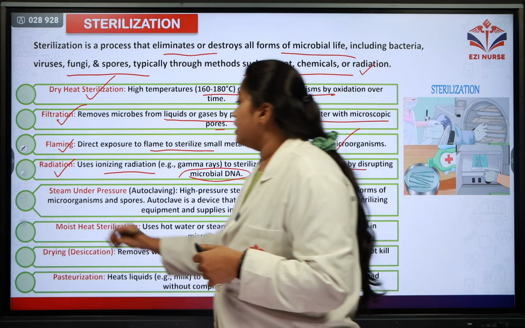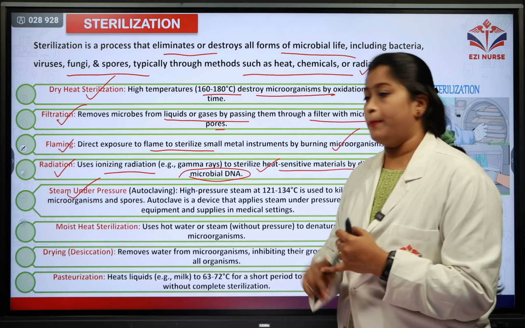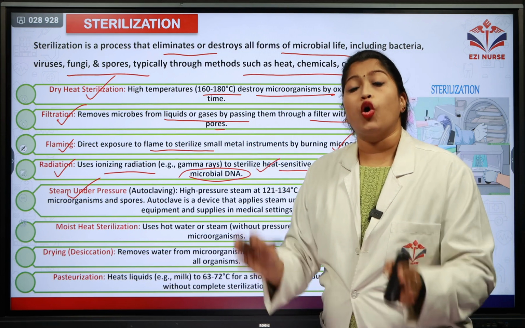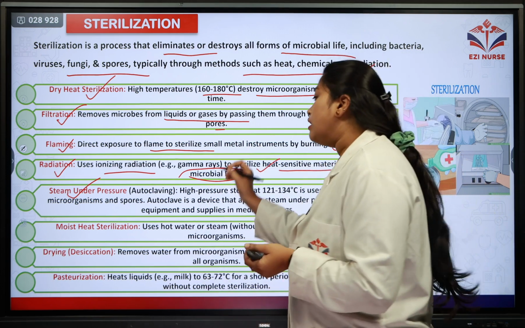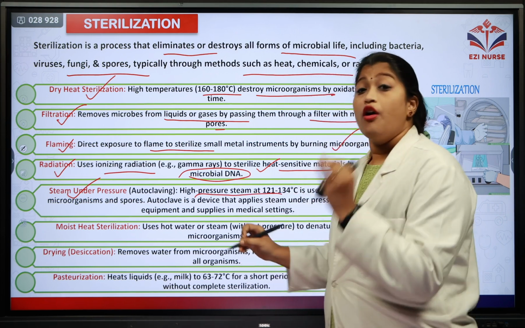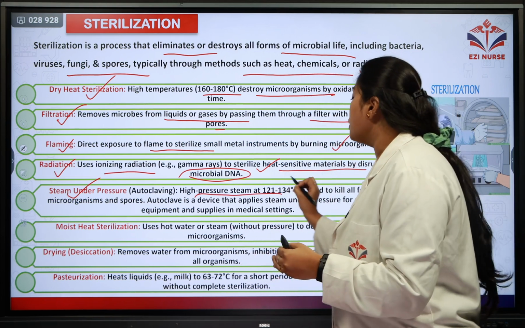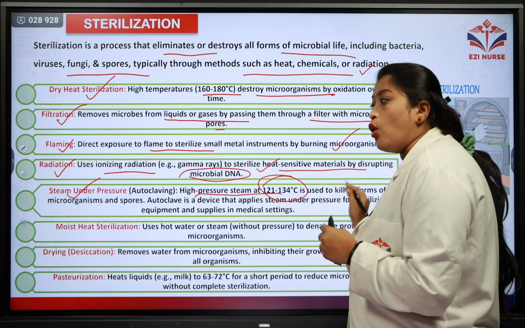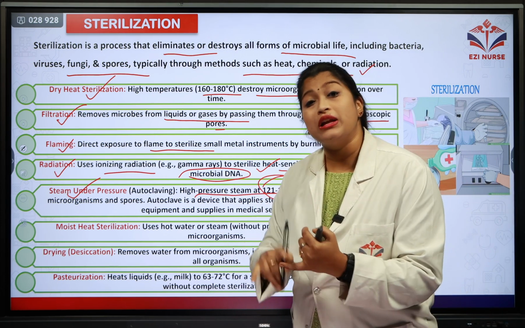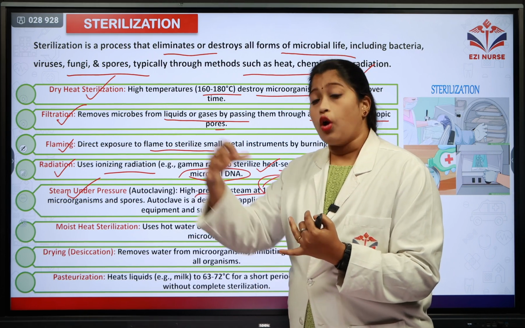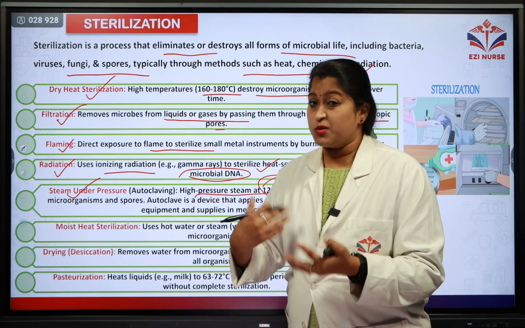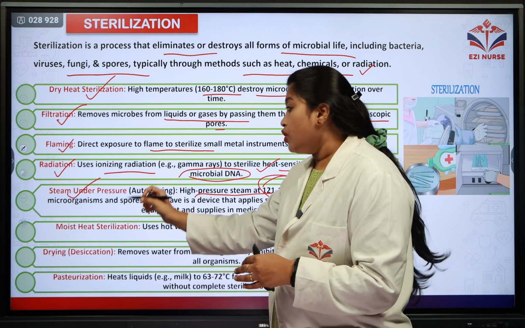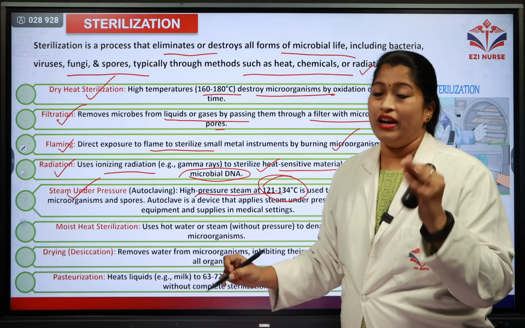Coming to the next method, it is steam under pressure. It's also called the autoclaving process. Here, high pressure steam, for example, 121 to 134 degrees Celsius, is used to kill all the forms of microorganisms as well as the spores. Even the offspring of the microorganisms, the spores, the eggs, are also killed in the autoclaving process.